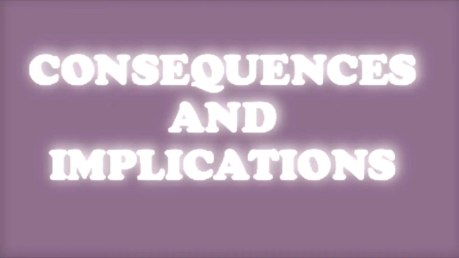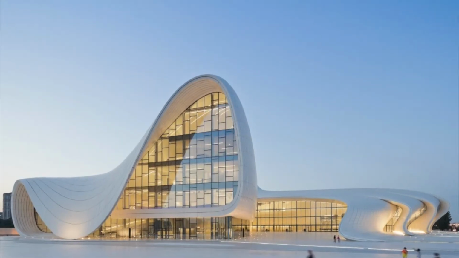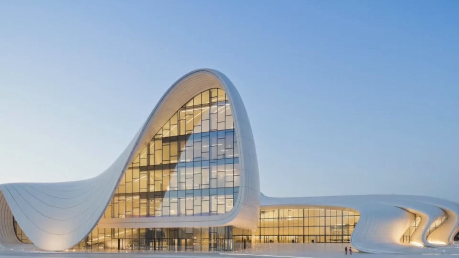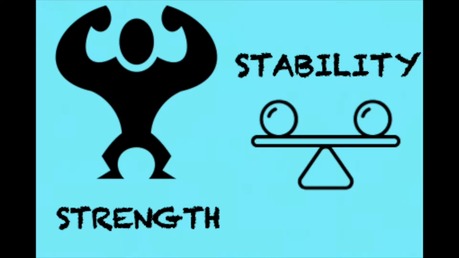Consequences and implications. The hyperbolic shape has mostly positive effects when used in architecture and manufacturing. As one of its characteristics, it provides strength and stability. Both elements are needed in man-made construction.